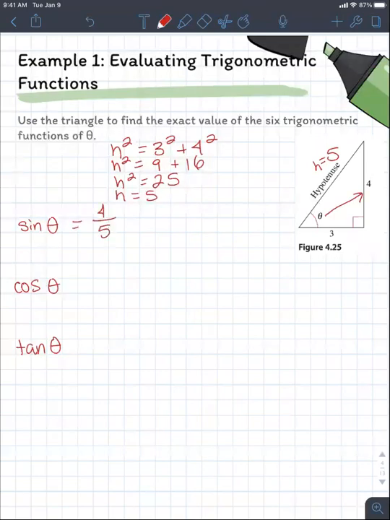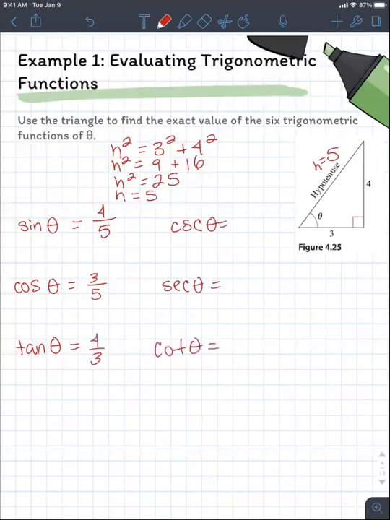Cosine is adjacent, meaning next to. So that one's going to be 3 over 5. And then tangent is opposite over adjacent. So that one's going to be 4 over 3. Are we okay with those 3? Okay. And then we have cosecant, secant, and cotangent, which are essentially just the first 3 flipped over.